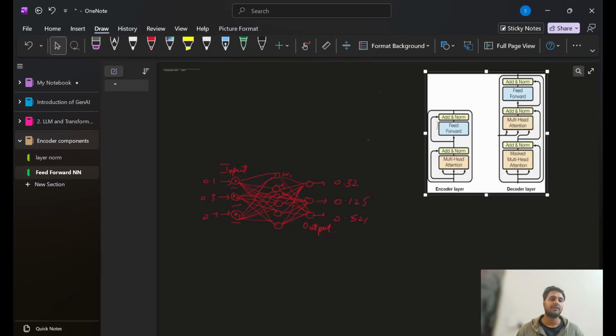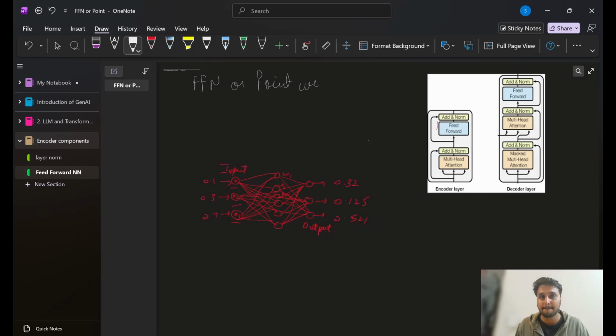In today's video, we are going to break down an important part of the Transformer architecture, that is the feed forward neural network, also called FFN or pointwise feed forward neural network. Today, we will understand what it is, why it is needed, and how it works step by step. I will also show you a simple numerical example so that you will understand the flow clearly.